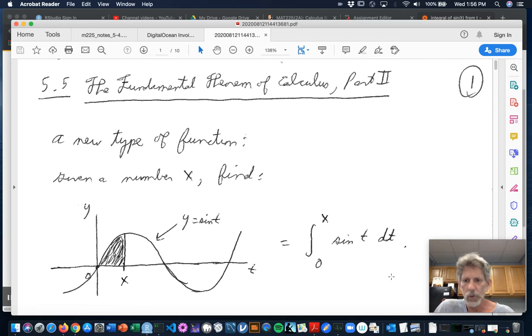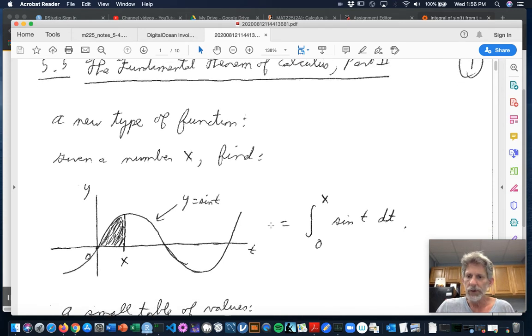Hey everybody, Dr. White here with the second part of the fundamental theorem of calculus. It's just a slightly different version of the same theorem. But even though it's slightly different, it has a very different look and feel and kind of a different set of applications. So I want to introduce to you a type of function that might be new to you.